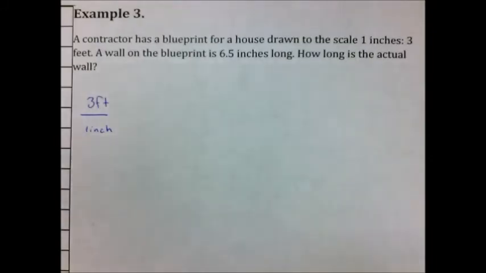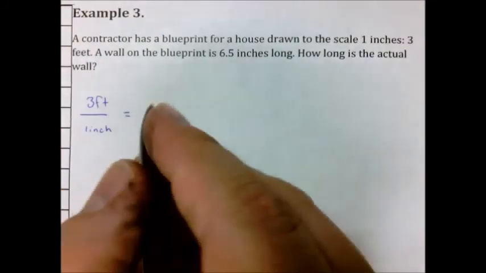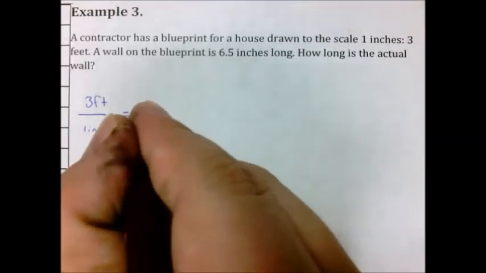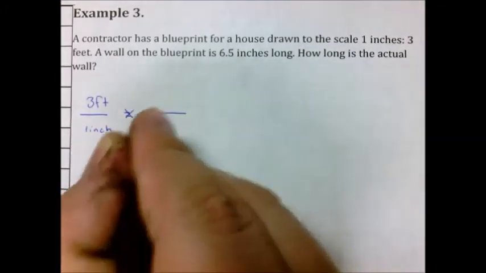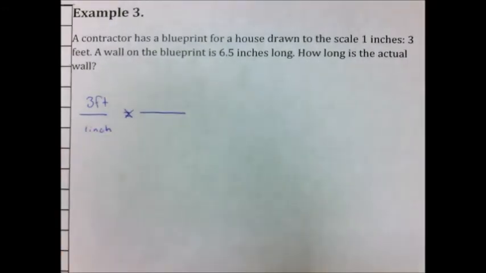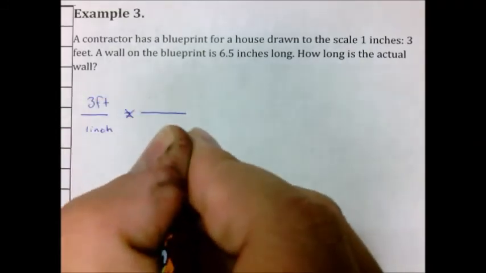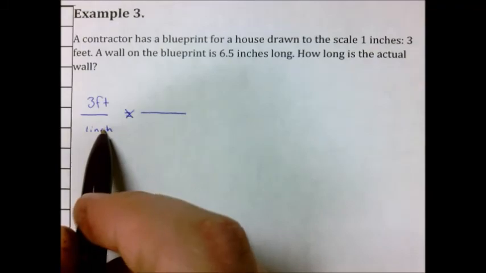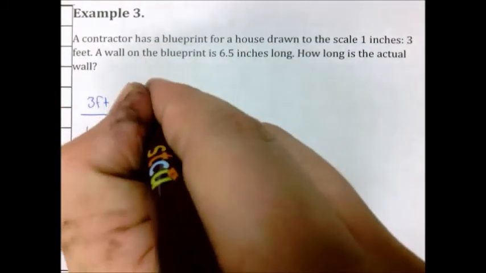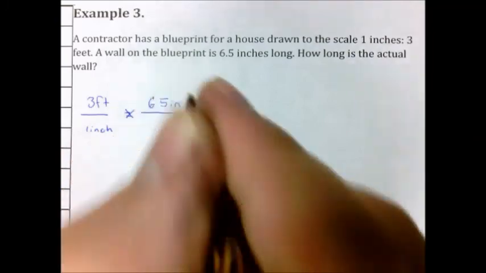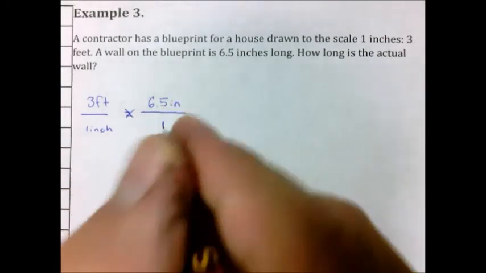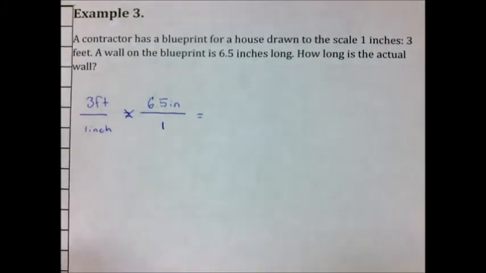Okay. Now it says that the wall on a blueprint is 6.5 inches long. Okay. We're trying to find out how long is that wall actually in length. Okay. And so if we're trying to get rid of inches and we're trying to see what feet are, that means we have to put it in the opposite side. So if it was in the denominator, it needs to go in the numerator. If it was in the numerator, then it needs to go in the denominator. Okay, and inches is in the denominator. We're trying to get rid of inches, so we have to put 6.5 in the numerator. Okay, and we don't know what this is here. So now it's just multiplying 3 times 6.5.